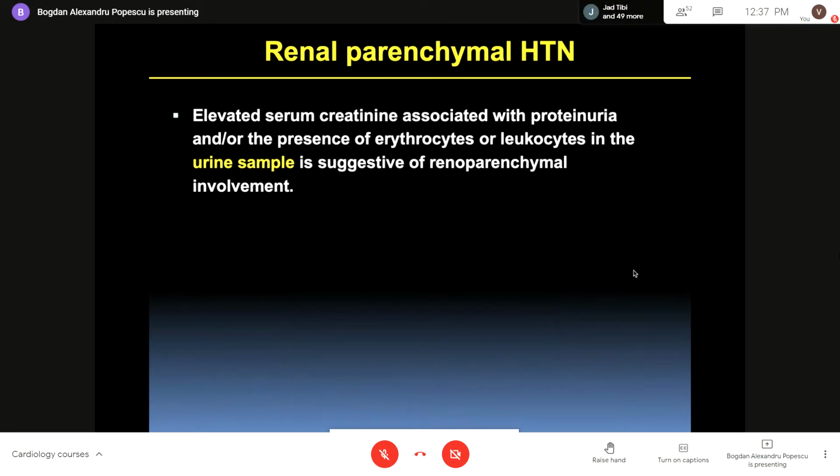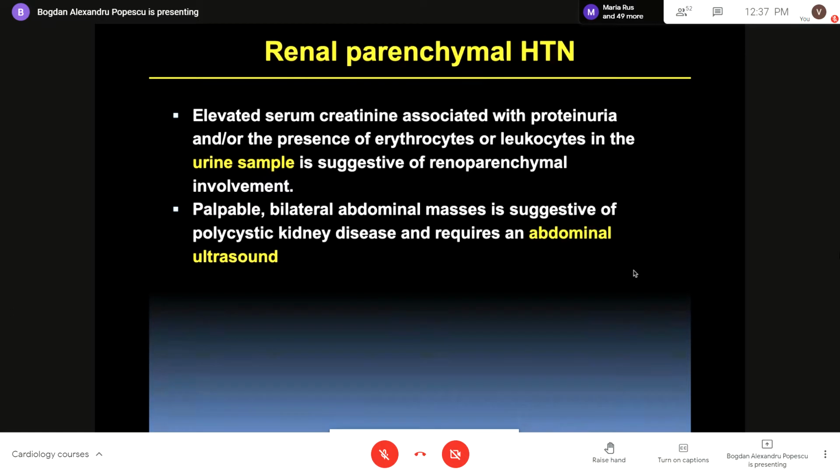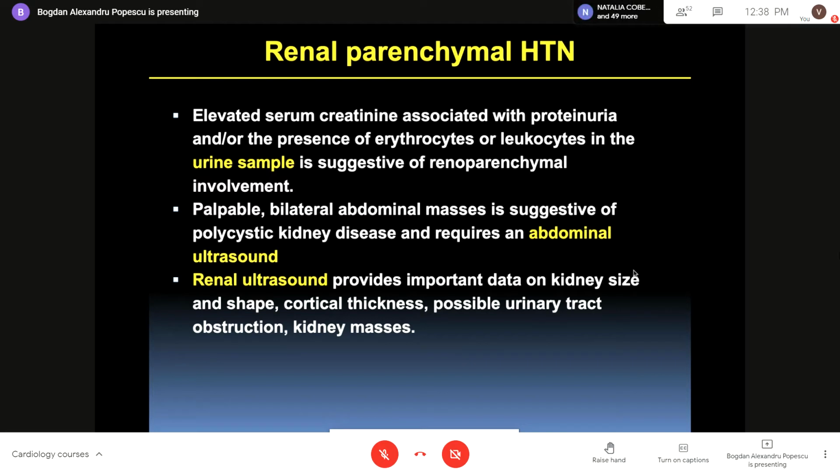How does it behave? One may have elevated creatinine associated with proteinuria or the presence of erythrocytes or leukocytes in the urine sample. Those, when present, may suggest renal parenchymal involvement. One may have palpable masses in the abdomen that may suggest polycystic kidney disease. And if you have something like that at the physical exam, of course, you will require confirmation by means of imaging, most often abdominal ultrasound.